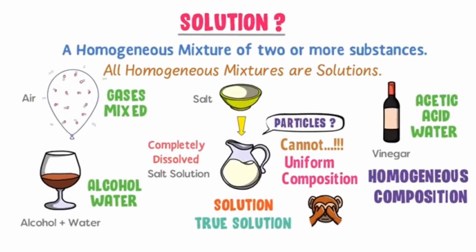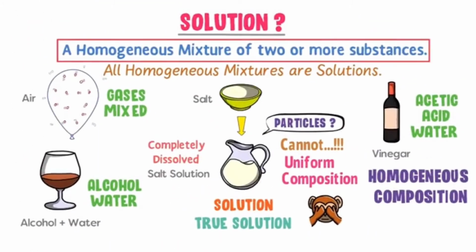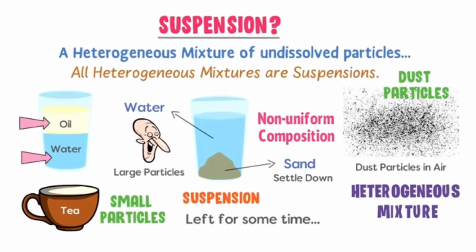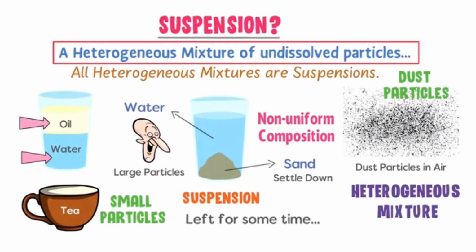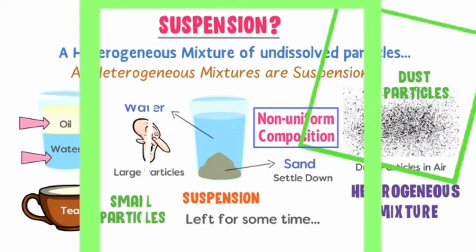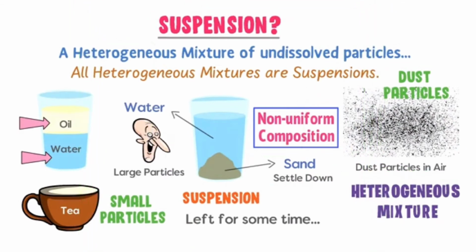Until now, we learned that a solution is a homogeneous mixture which forms a uniform composition and we cannot spot the particles in it, like salt solution. Secondly, we learned that a suspension is a heterogeneous mixture which forms a non-uniform composition, and we can spot the undissolved particles in it. Also, if a suspension is allowed to stand for some time, its big particles will settle down at the bottom due to gravity. For example, sand plus water forms a suspension.